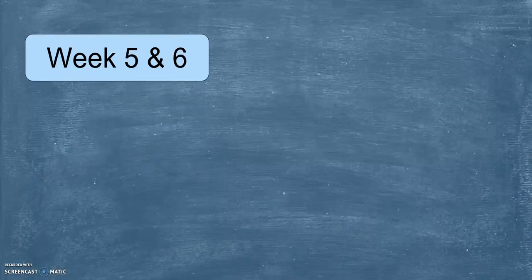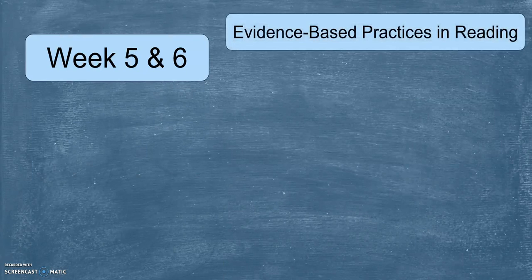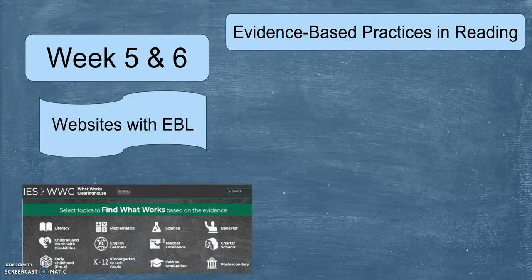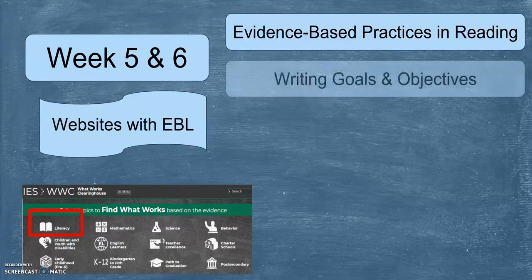Then week 5 and 6, you're going to find out more information in week 5 about evidence-based practices. So you're going to go to websites with evidence-based learning. And this is just one of them, What Works Clearinghouse, and make sure to click on, of course, the literacy button. So you're going to really explore that. There's some good resources in there on different interventions.